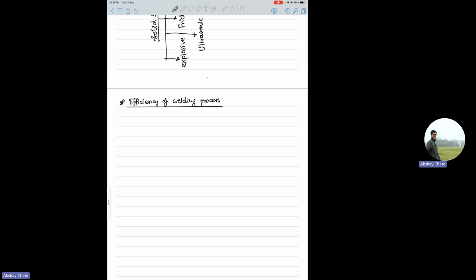There are two efficiencies here. When you say efficiency of the welding process, there is one efficiency where you have some heat source, and from that heat source you get some heat output at your welding station or setup. There will be some losses there, which sometimes they call transfer losses.